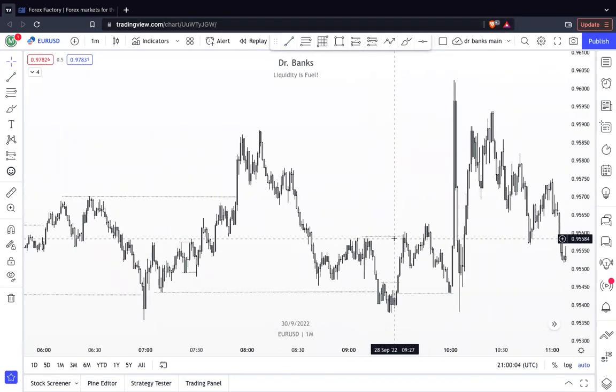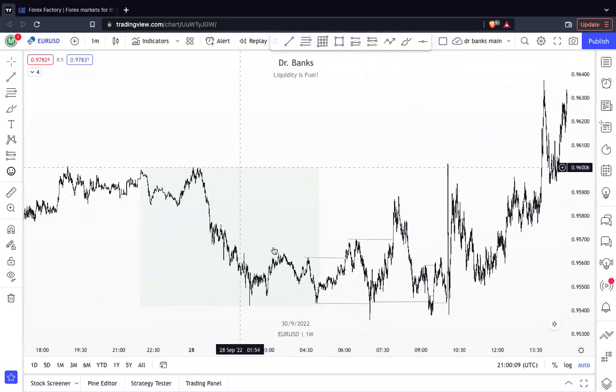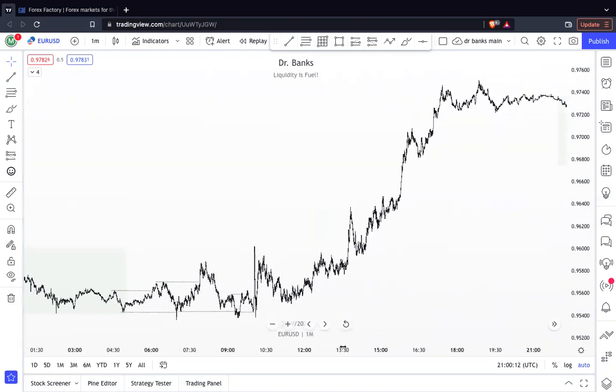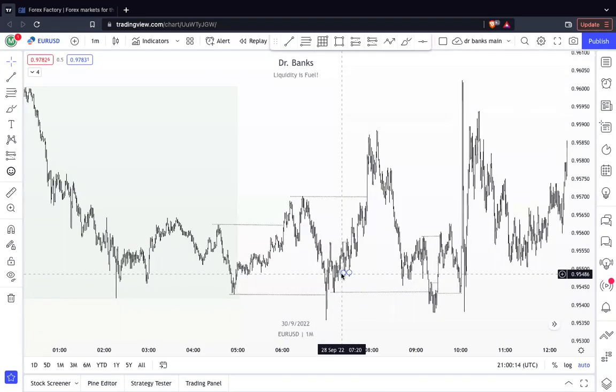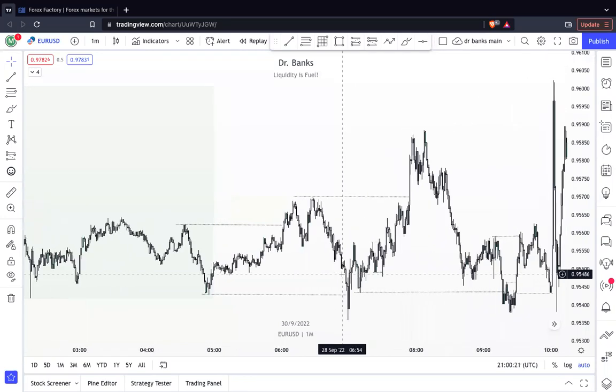So this was the first trade we have on Monday. The whole concept and the logic behind this trade was simply following Asian session liquidity. I mentioned that the London session opens at 8 a.m., right?